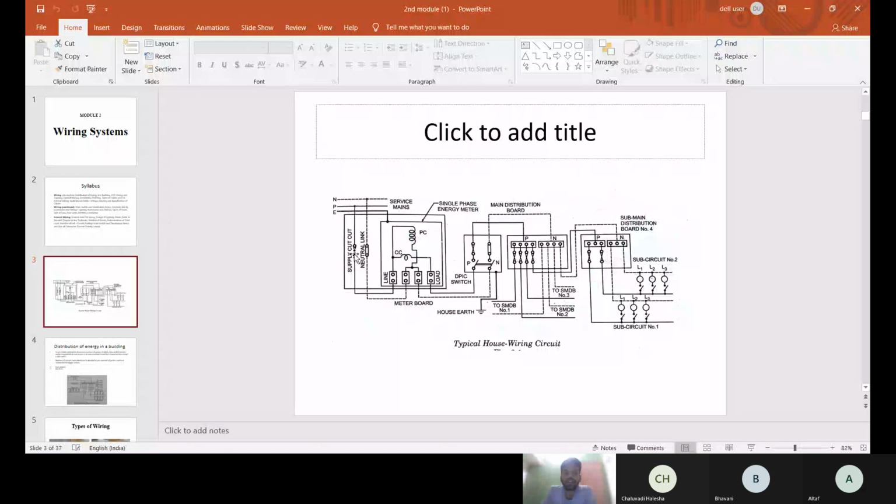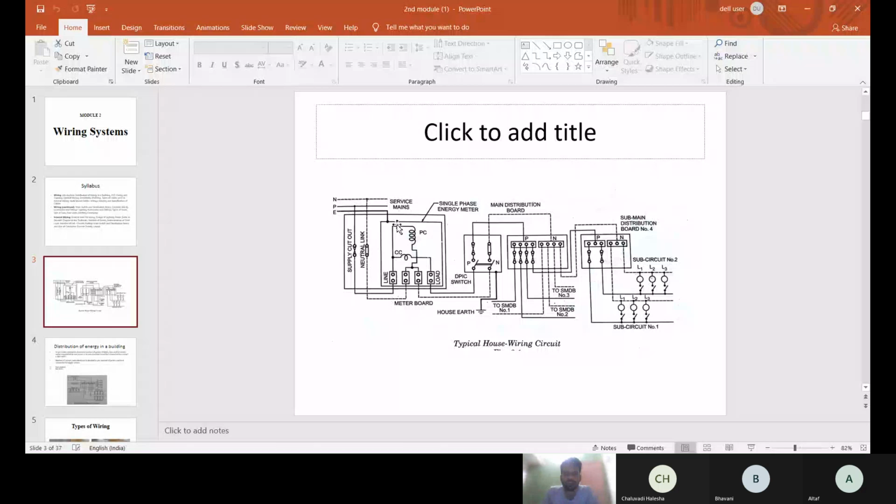One thing you need to remember is that the phase, or positive wire, should always be connected to the switches, and the neutral link should always be connected to the appliances. That is, for lamps or fans, the neutral should be looped through the lamps, fans, and other devices, but the phase should always be connected through the switch. This is the first point you need to remember in a wiring system.